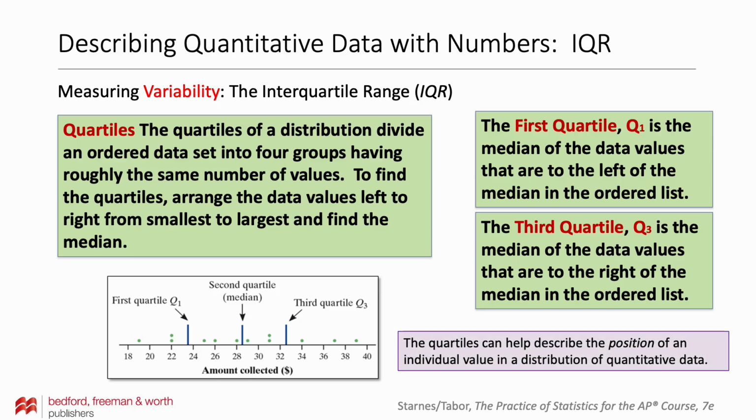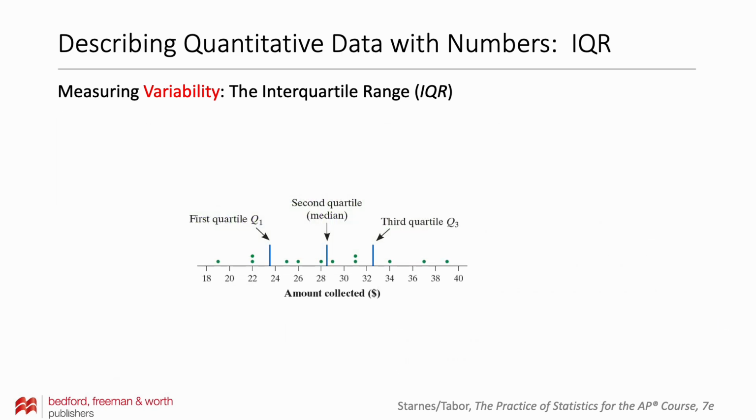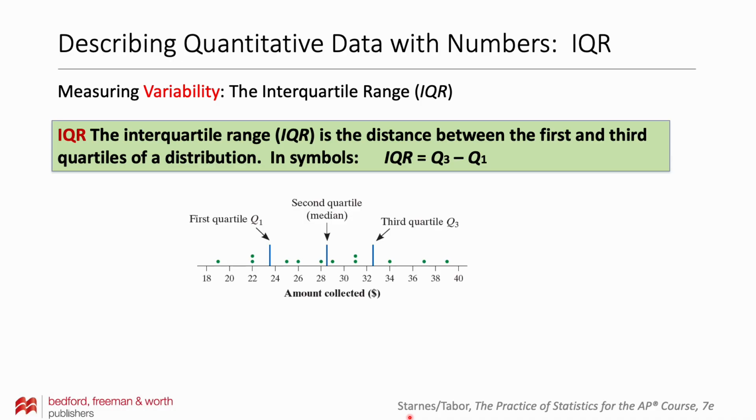The quartiles can help describe the position of an individual's value in a distribution of quantitative data. Now, the IQR focuses on the middle 50% of the data. So we're going to find the first and third quartiles. So we found Q1 and Q3, and we're just going to subtract Q3 minus Q1 to get the IQR. It's a resistant measure, and it helps you assess variability while ignoring extreme values. So again, the IQR is Q3 minus Q1.